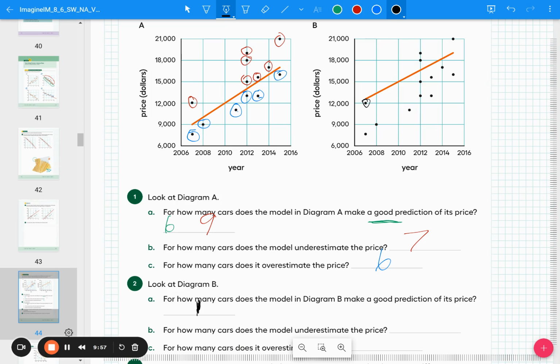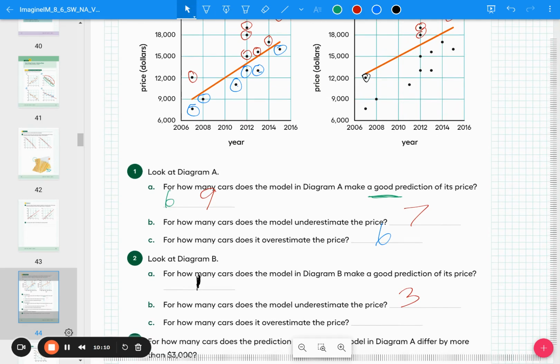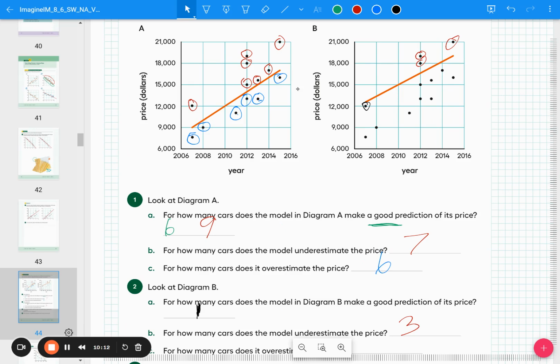How many is the model an underestimate for? So we want to look up here. That was what I did in red a while ago. 1, 2, 3. And it's an overestimate. I'll move this so you guys can see that's actually what I'm talking about. Overestimate for the price. That's all these below it.